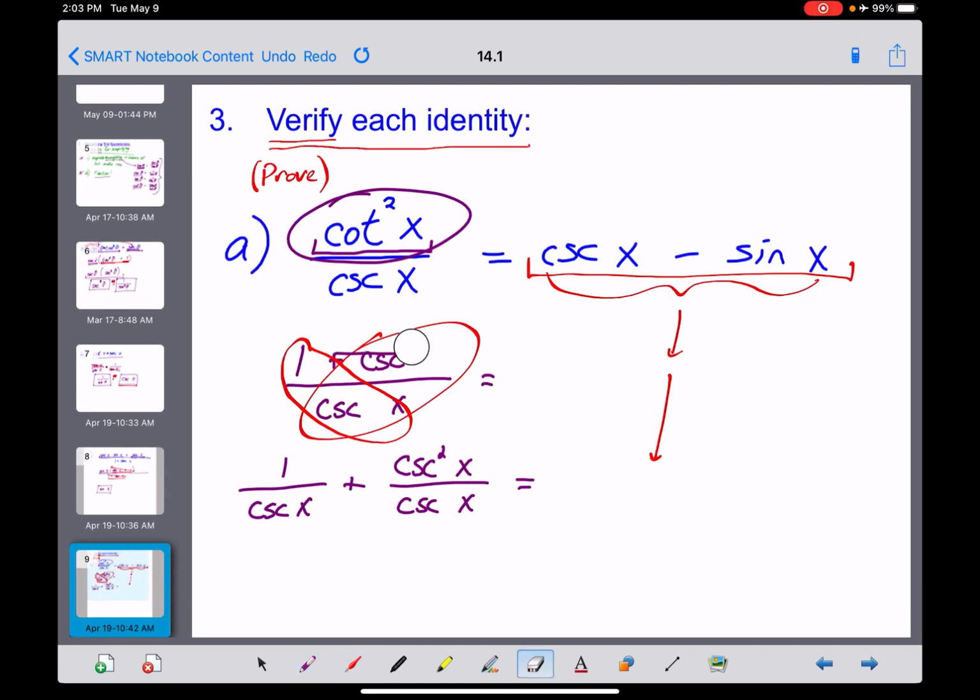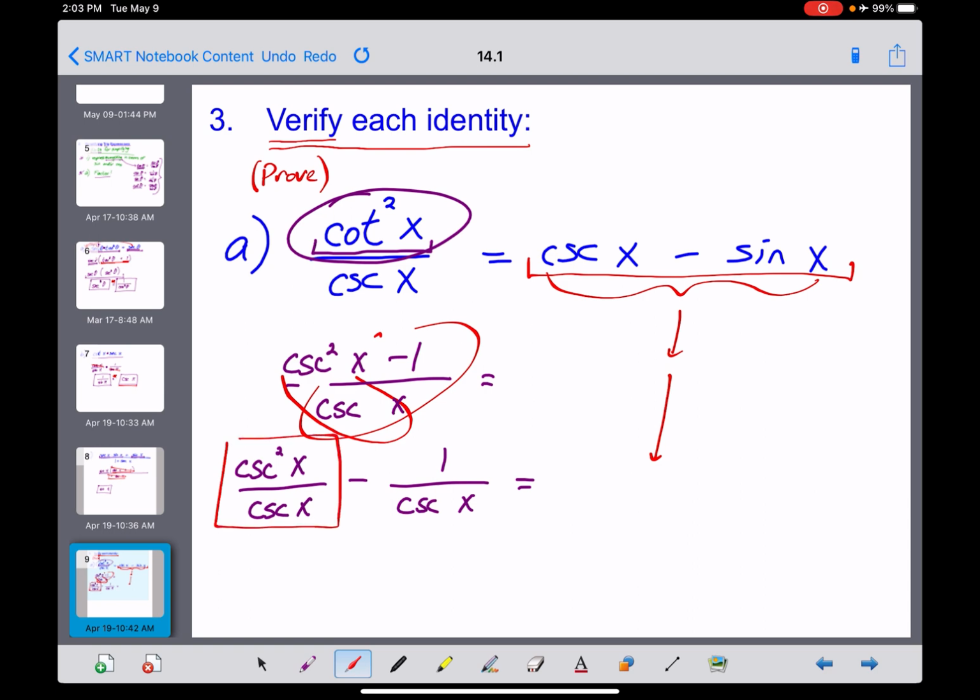So that's going to change what I did right here. Luckily, it's not going to change what happens next. But this should have been cosecant squared of x minus 1. Okay, so what's that going to do right here, guys? This then should have been the cosecant squared of x over cosecant of x, and then minus 1 over cosecant of x. Sorry about that, guys. And now, let's try to simplify each one of these fractions.